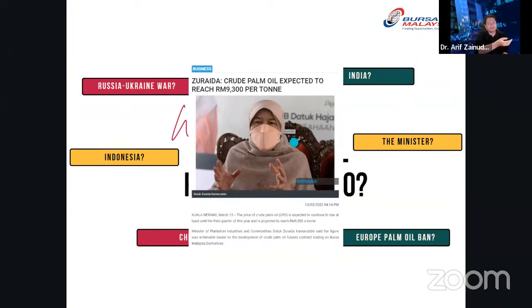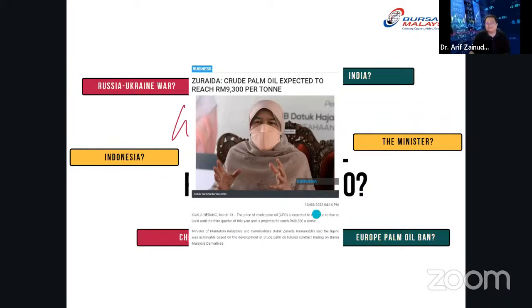What I'm writing on the slide is, what are the fundamental factors of the FCPO? What are the things that we have? What are the factors that we have heard about that are affecting the price? Is it the Russia-Ukraine war? Of course, it's the Russia-Ukraine war. The Europe palm oil ban, the Golden Week festival in China, maybe the Hari Raya Aidil Fitri in the Muslim countries, or is it probably the minister making statements that CPO is going to be rocketing all the way to 9,300?